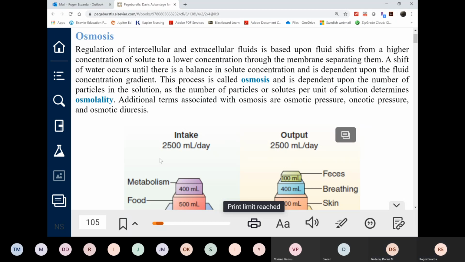Read it again. It says regulation of intracellular and extracellular fluids is based upon fluid shifts from a higher concentration of solute to a lower concentration through the membrane separating them. Okay, so how do you understand that? Did it say higher concentration of water or solutes? Solute. Okay, so what do you understand by solute versus the solvent?